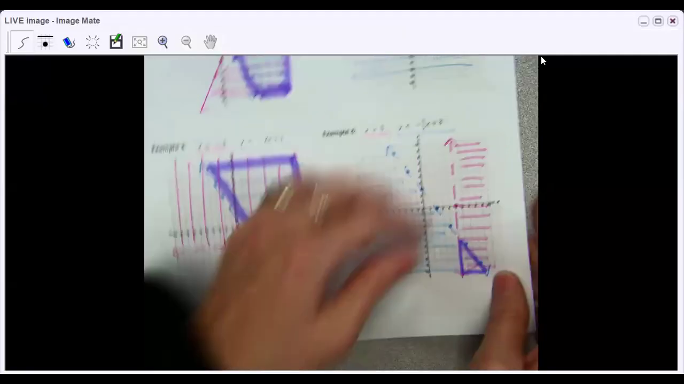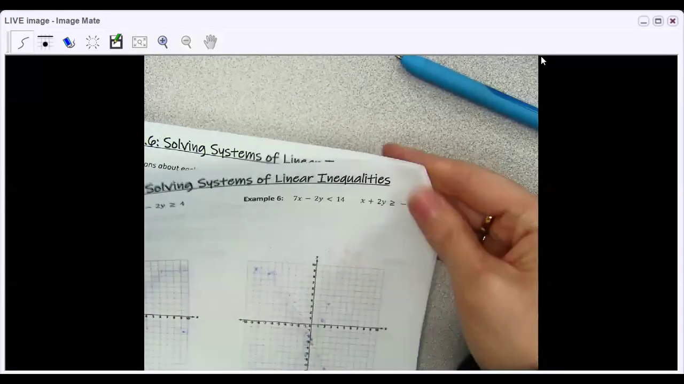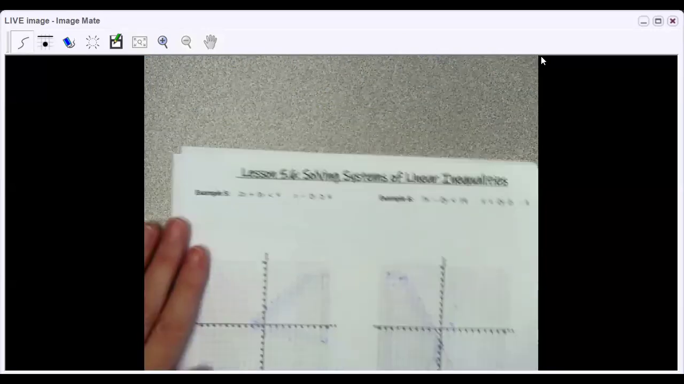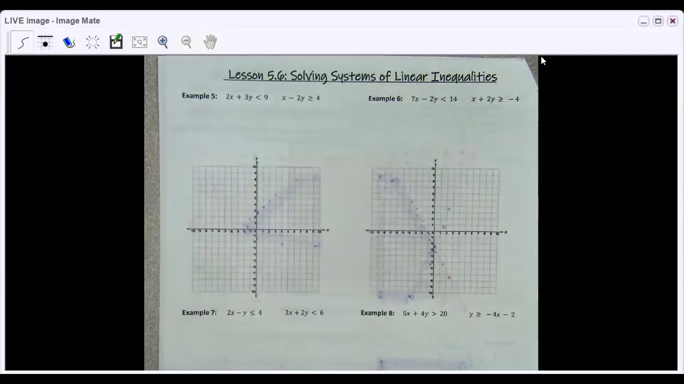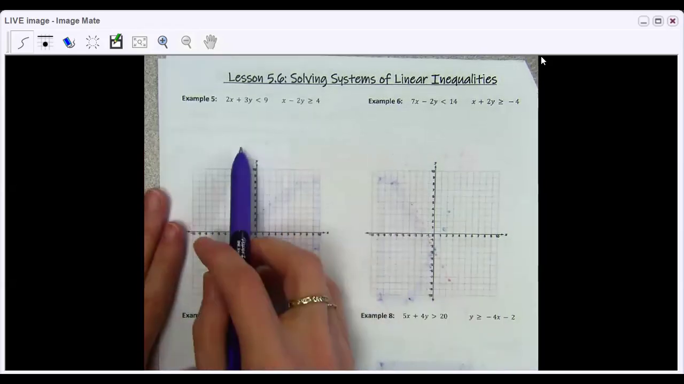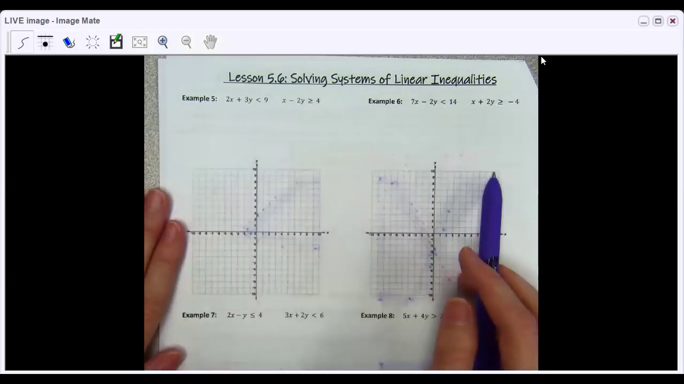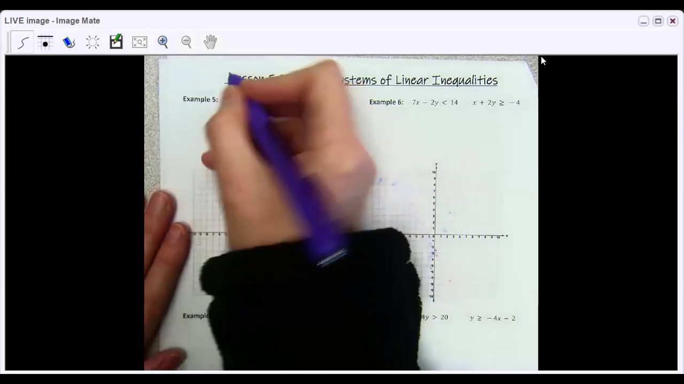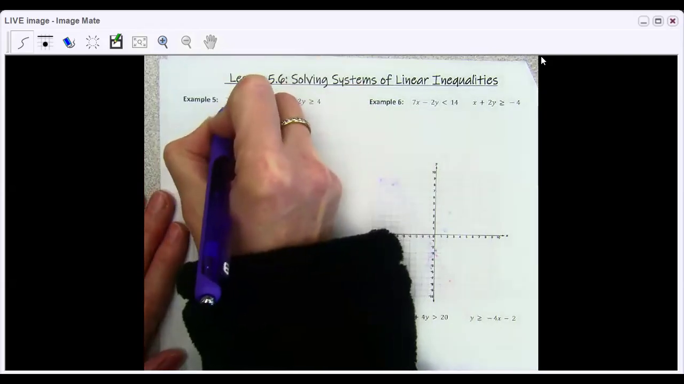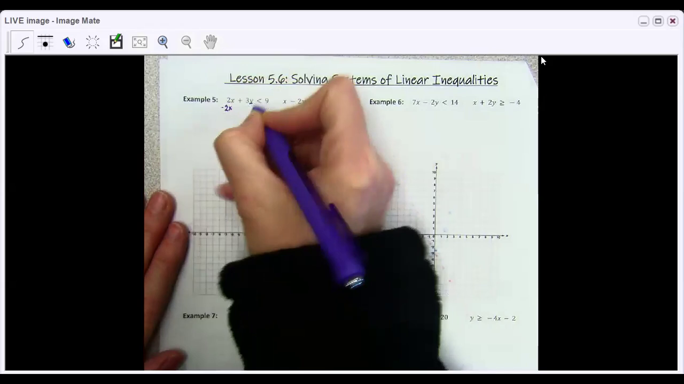Let's go ahead and move on to page 2. Page 2 is the same. But we have to rearrange our equations into slope-intercept form. So this is just practice in doing that. So I'm going to do the first 2 with you, and then you're going to do 7 and 8 on your own. So in this one, we have to move 2x over because our goal is to isolate this y.